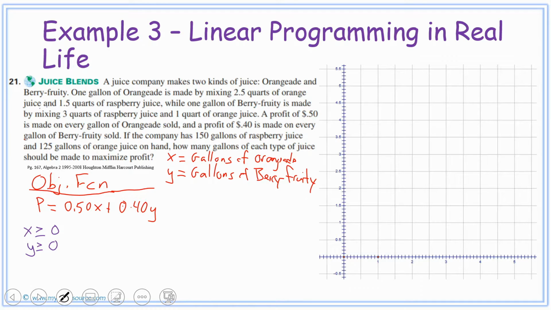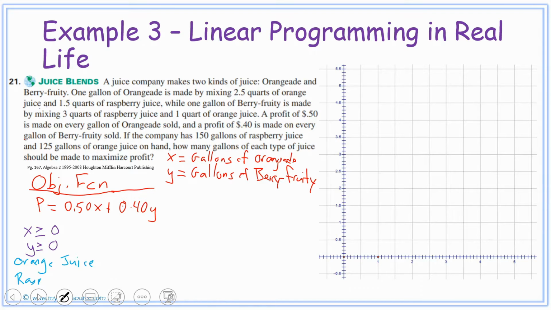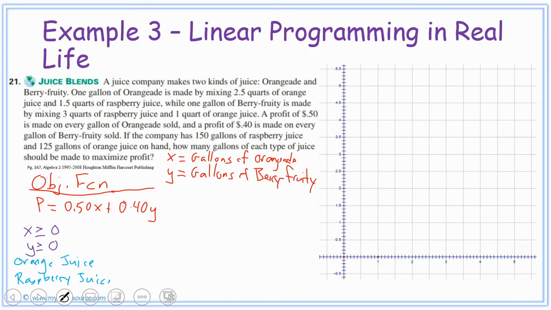All right, so to do the next set of inequalities, we need to see what we are using to make the mixtures. And so we want to look at our orange juice. And we want to look at our, I think we're using, raspberry juice. That way we can get the rest of our inequalities. So how is our orange juice comprised? Well, remember we got to split it up in terms of orangeade and berry fruity here. So our orangeade is X and our berry fruity is Y.